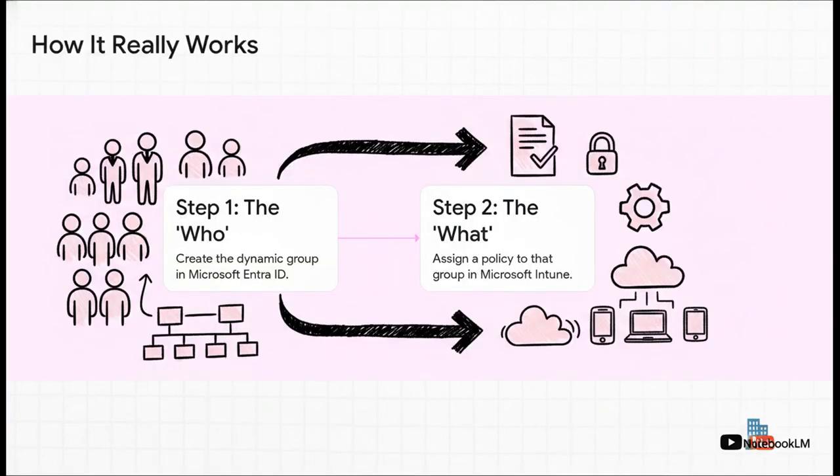It's really just a simple two-step process. First, in step 1, you build the group over in Microsoft Entra ID. That's your who. Then, in step 2, you hop over to Microsoft Intune and you assign a policy to that group. That's your what. So you see, the group is the target, the policy is the action. They have to work together.